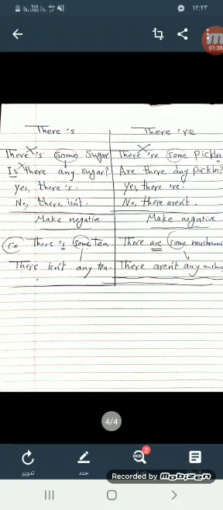Now, look at some differences between there is and there are. Look at the example here. When I say there is some sugar, look at the sentence. There is some sugar. How can we make this sentence a question? In the question, we replace there with is and is with there. So the question will be, is there any sugar? We change some into any.